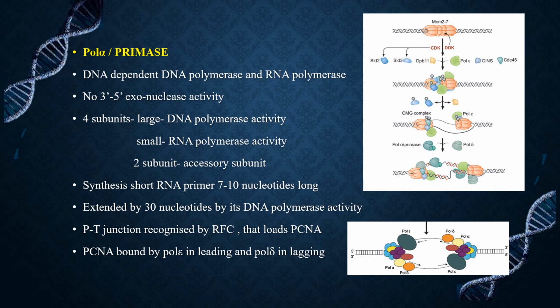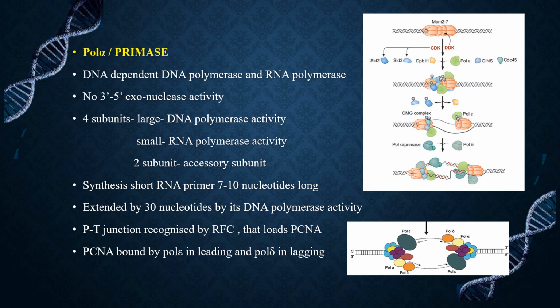Pol alpha is the primase in eukaryotic DNA replication. It is a DNA dependent DNA polymerase and RNA polymerase. It has no 3' to 5' exonuclease activity, so it does not have proofreading activity. It has 4 subunits: a large subunit with DNA polymerase activity, a small subunit with RNA polymerase activity, and 2 small accessory subunits. Pol alpha synthesizes a short RNA primer about 7 to 10 nucleotides long, and it is further extended by 30 nucleotides by its own DNA polymerase activity.